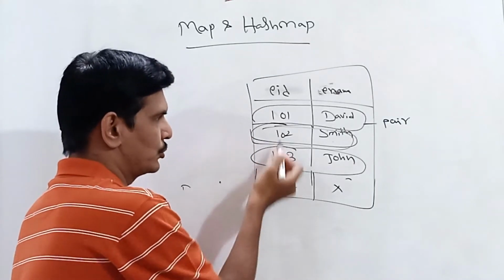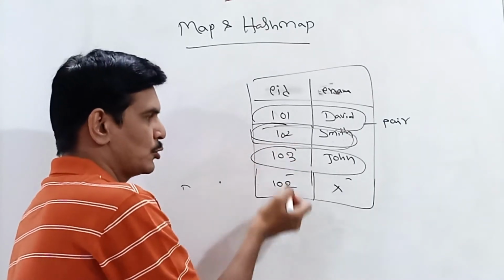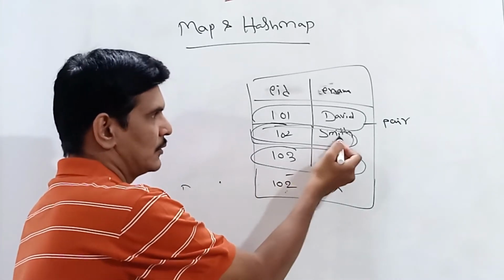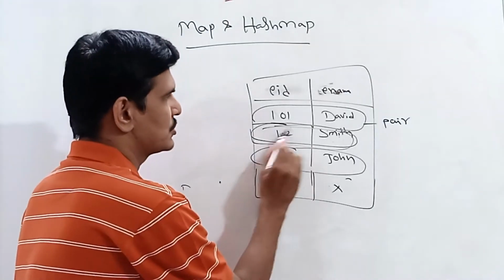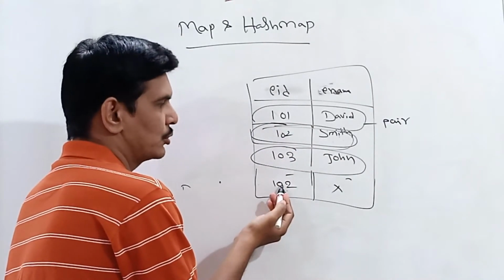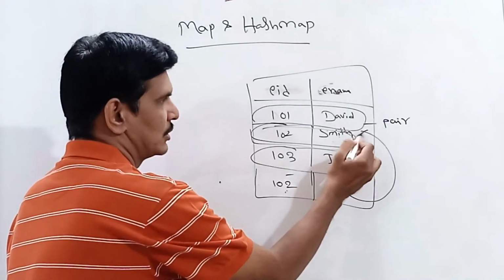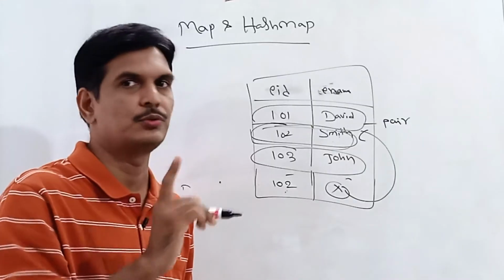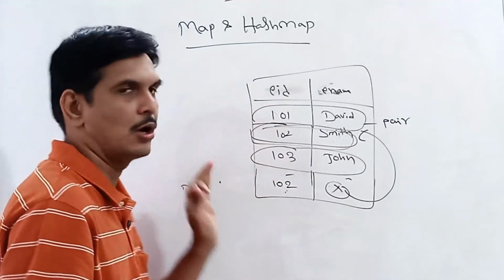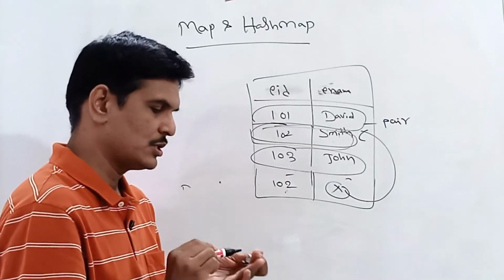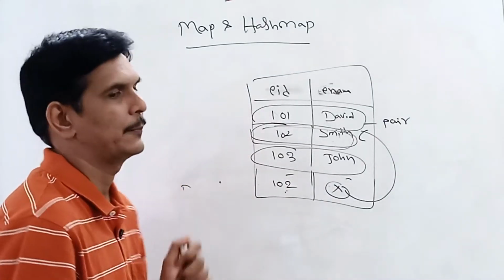So because 102 is repeated and is a duplicate, it will allow us to add a value along with the key, but the value will be replaced. Previously 102 Smith is there. When I try to add a new pair with 102, the new record will replace the old record. But at a time it will maintain only one key, that is a unique key. So duplicate keys are not allowed, but duplicate values are allowed in the map. That is one more property of the map.